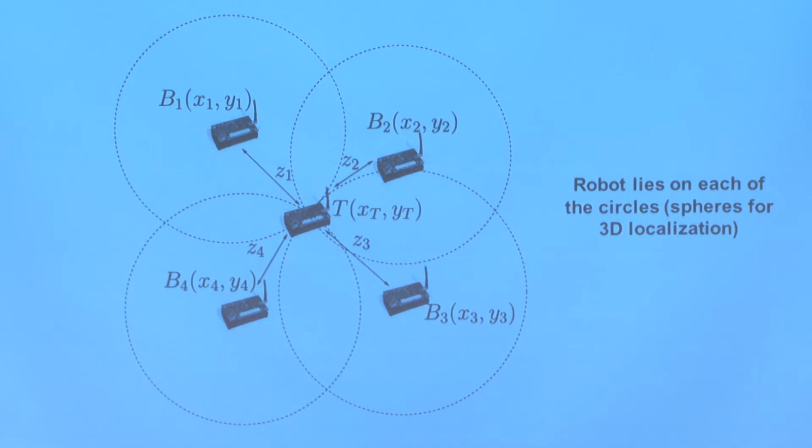So you need at least 3 circles to uniquely determine your position in the 2-dimensional case. In the 3-dimensional case, you need 3 or 4 spheres.